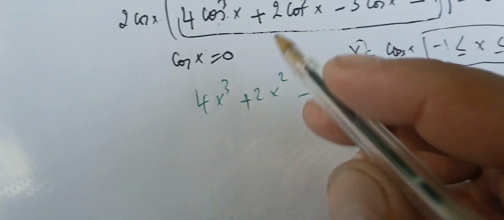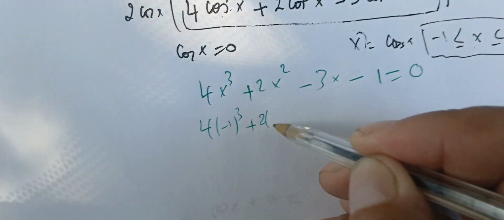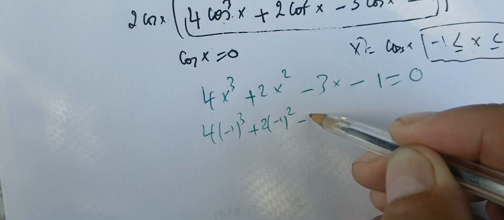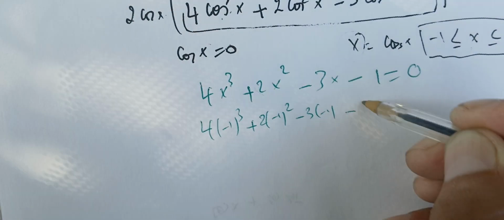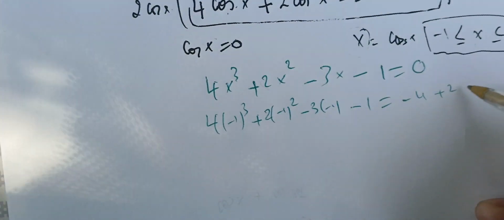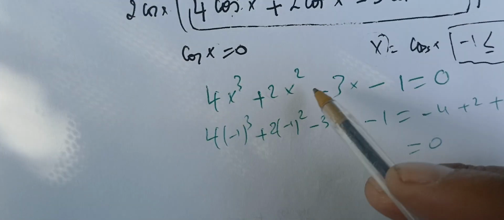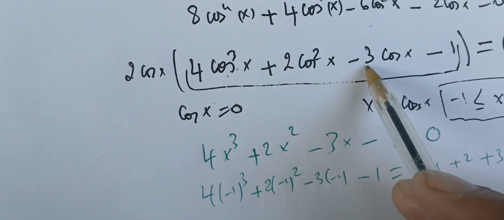It's great, -1, because I have 4 times (-1) to the power 3 plus 2 times (-1) squared minus 3 times -1. Is this 0? Because I have -4 plus 2 plus 3 minus 1. Yes, it's 0. Therefore, -1 is a solution.